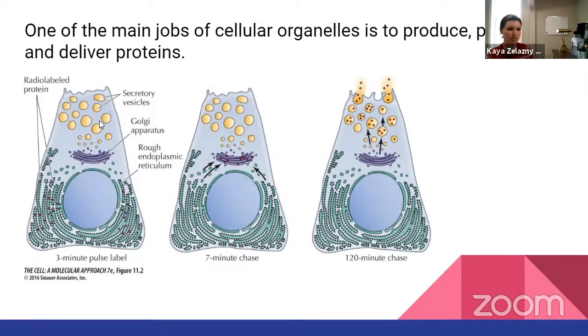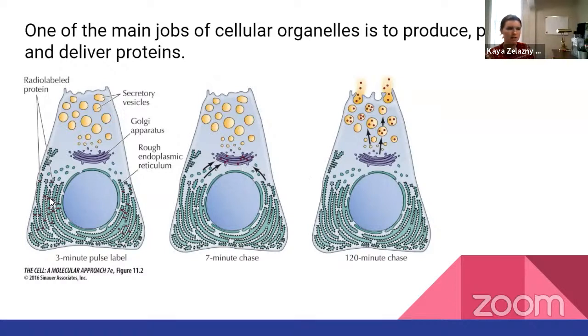So here you can actually see what a cell, not a standard little cartoon circle cell, but what a real cell might look like if you traced proteins through it at different times. Here we see a radio-labeled protein in this cell. They took a picture of this cell at 3 minutes, they took a picture of this cell at 7 minutes, and then they took a picture of the cell at 120 minutes, at 2 hours.